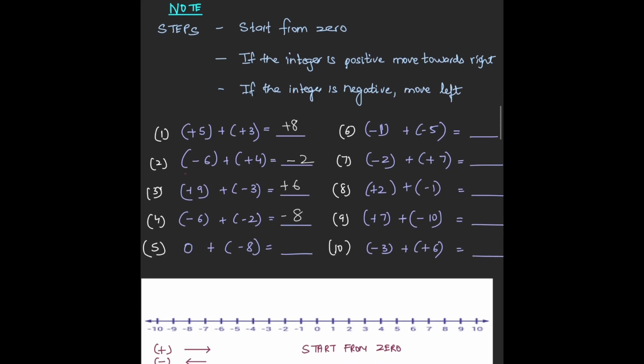Next one, a little quickly now. For 0, we are already at 0. And minus 8. Straight, because it is negative, minus 8. The answer is minus 8 only.